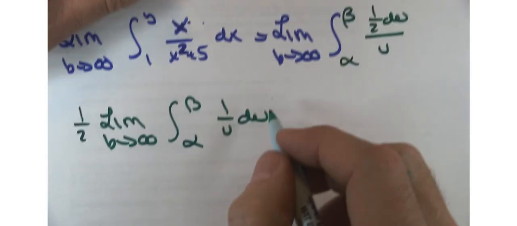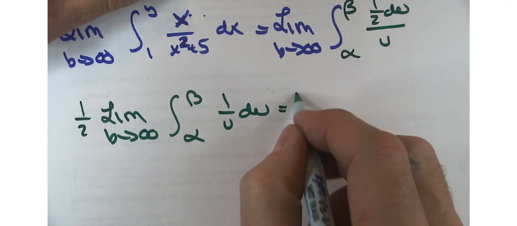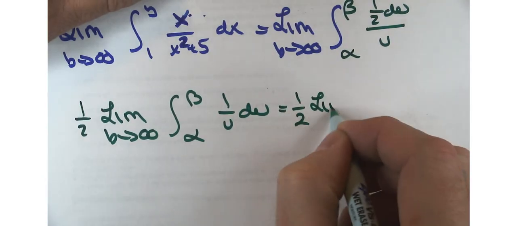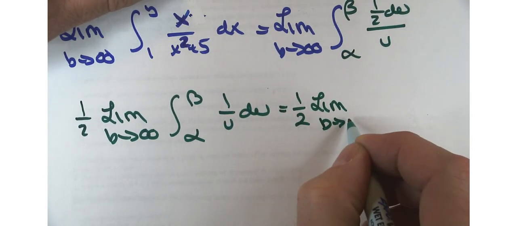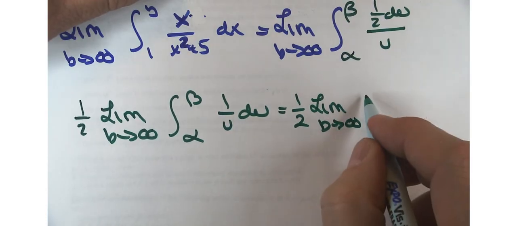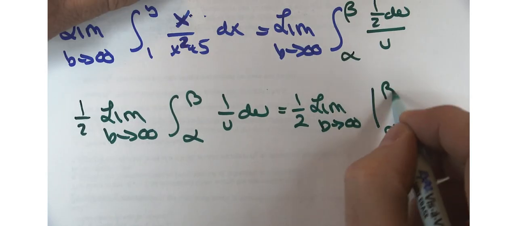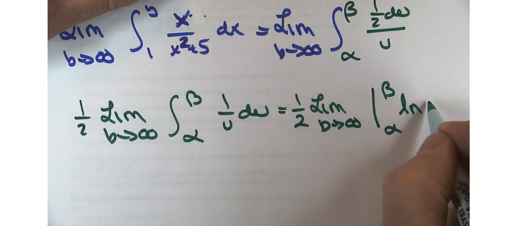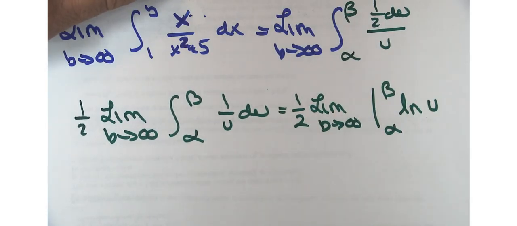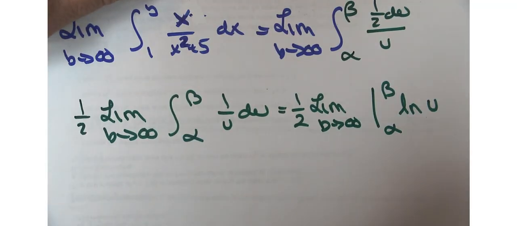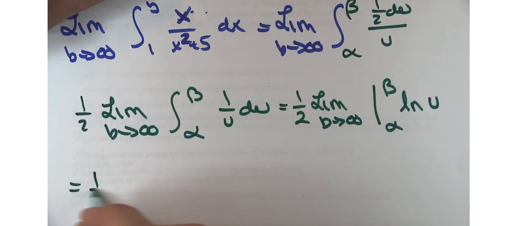So this is going to be 1/2 the limit as b approaches infinity of, from alpha to beta, the ln of the absolute value of u. I don't really need the absolute value of u because this is going towards infinity anyway, but you could be careful about that if you'd like.